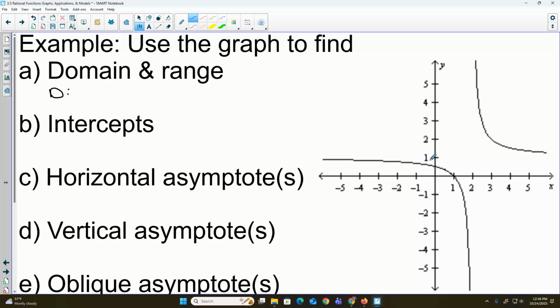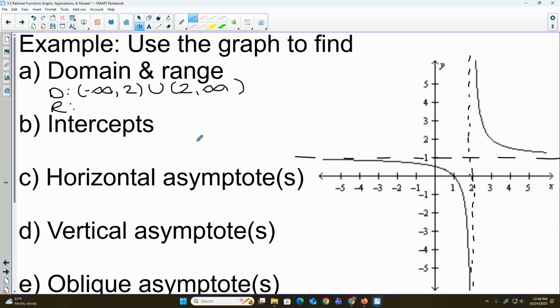All right, so if I'm looking at this, I'm coming in from negative infinity. This graph stops here and the next one picks up. It's not drawn in, but we can see if I drew the line at 2, do we ever hit 2? No. So my domain is everything but 2. So negative infinity to 2, union 2 to infinity. My range, what y value are we not hitting? So my range is negative infinity to 1, union 1 to infinity.